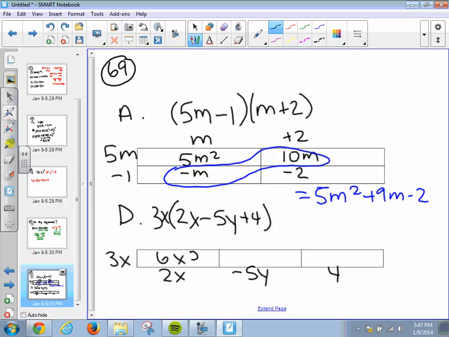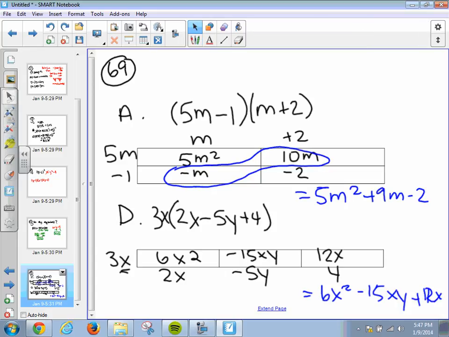And I take and I multiply it through just the same. So this will be 6x squared, negative 15xy. Please make sure you're remembering that x. And then also, we take our 3x times 4, which gives me 12x. There's nothing that can be combined, no like terms here, so it's just going to be equal to 6x squared minus 15xy plus 12x.